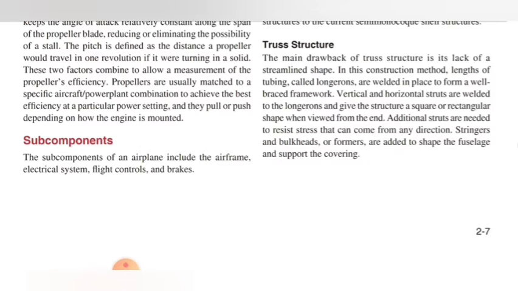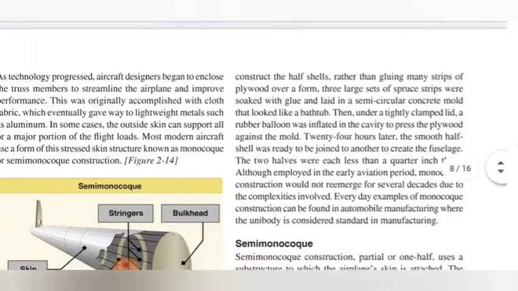In this construction method, lengths of tubing called longerons are welded in place to form a well-braced framework. Vertical and horizontal struts are welded to the longerons, giving the structure a square or rectangular shape when viewed from the end. Additional struts are needed to resist stress that can come from any direction. Stringers and bulkheads or formers are added to shape the fuselage and support the covering.